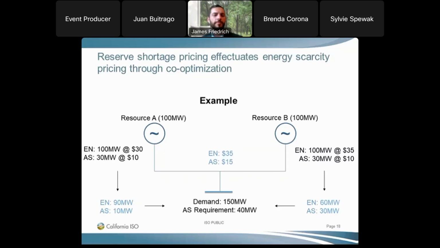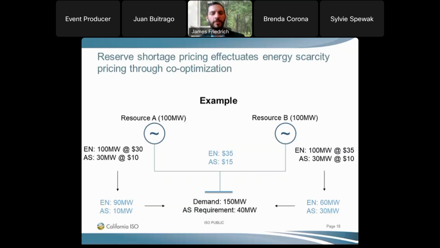So we won't spend too much time on this, but if you were to solve for the optimal dispatch here and the resulting prices, you would get 90 megawatts. In the lower left corner there, you can see the schedules. In the lower right corner, the schedule for resource B. You'd get 90 megawatts out of the cheaper unit and 60 megawatts of energy out of the more expensive unit. And because neither of the resources has enough AS offers to solve the total AS requirement, you need a little bit of ancillary service awards on resource A. So it prevents resource A from getting a full energy schedule in this case.